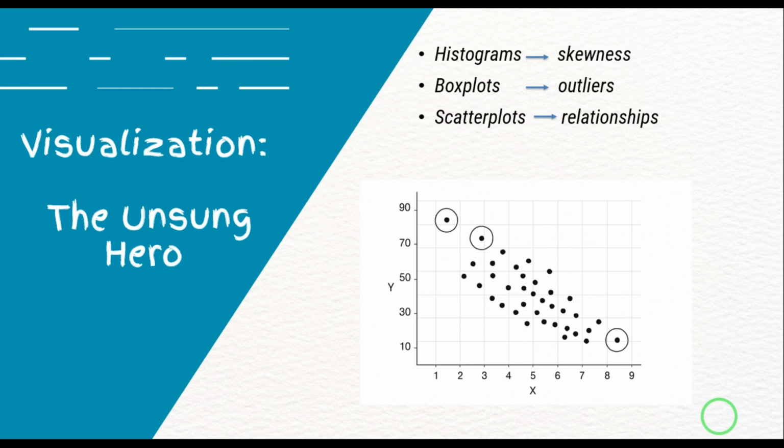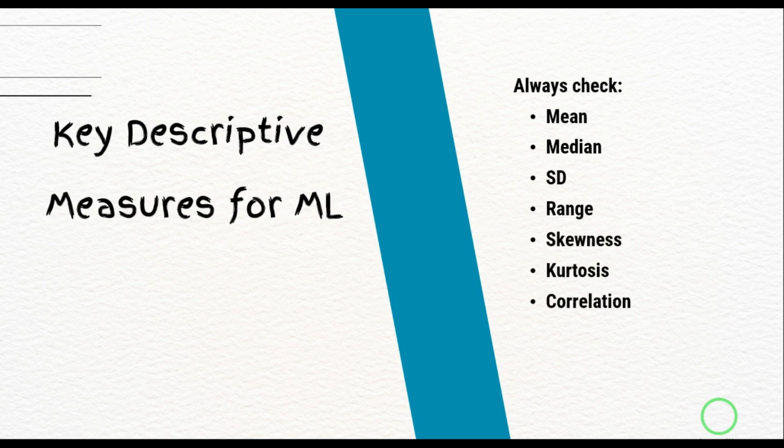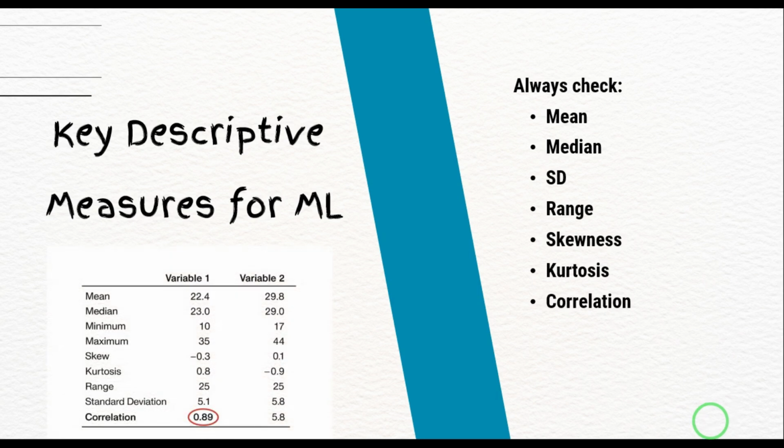Let's summarize the key descriptive stats you'll always need. When analyzing features before ML, you'll check these: mean and median to detect asymmetry, standard deviation and range to check variability, skewness and kurtosis to understand shape. For instance, high correlation between two features could mean multicollinearity, which can confuse your model. So the goal is a clean, well-understood dataset, not just a big one.